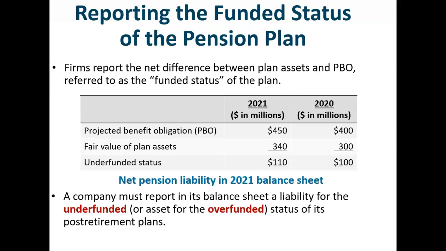A company's PBO is not reported separately among the liabilities on the balance sheet. Similarly, the plan assets a company sets aside to pay those benefits are not separately reported among the assets in the balance sheet. However, firms do report the net difference between those two amounts, referred to as the funded status of the plan. When the plan assets are greater than the projected benefit obligation, the plan would be overfunded and the net amount would be shown as an asset. However, when the plan assets are less than the projected benefit obligation, the plan would be underfunded and the net amount would be shown as a liability.